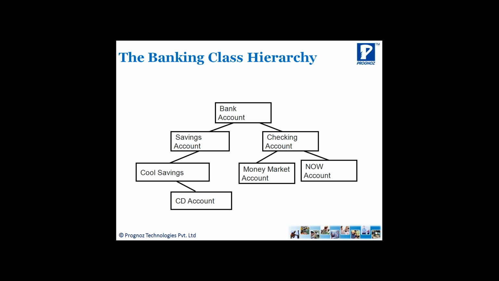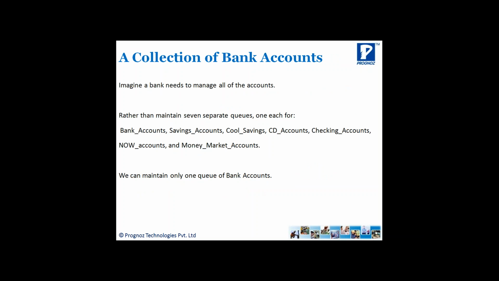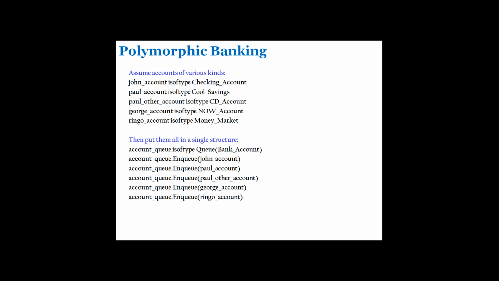Bank account, saving account, checking account. Saving account may have a CD account, and checking account may have a money market account and a current account. Okay, so how can we do this? With separate queues we would have n numbers of them. We can maintain only one queue of bank accounts.